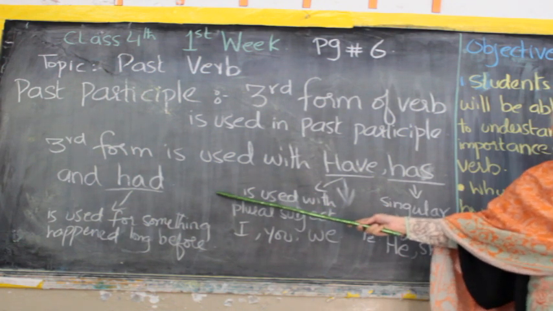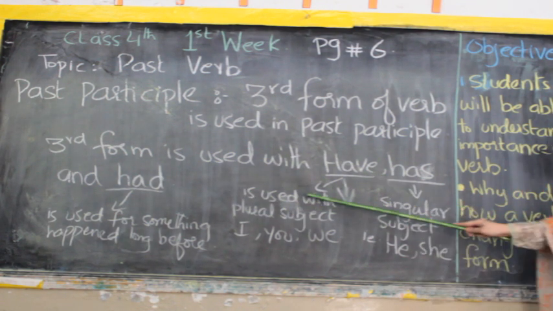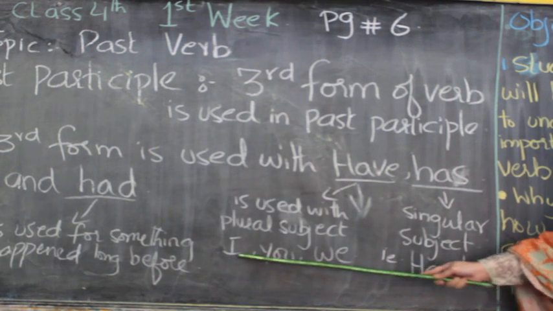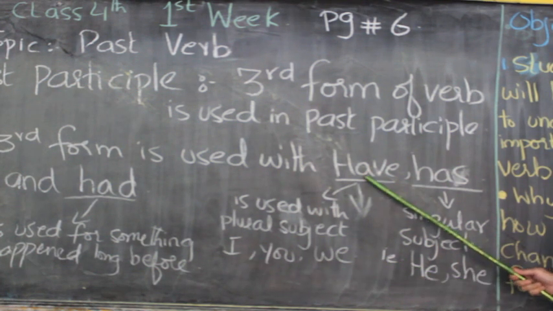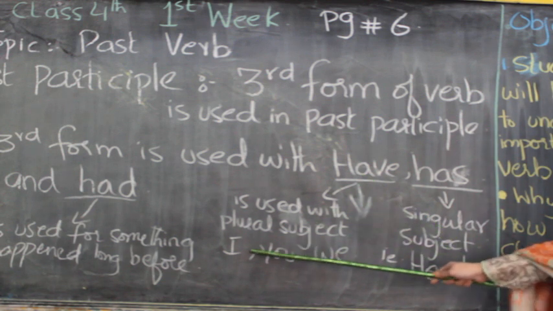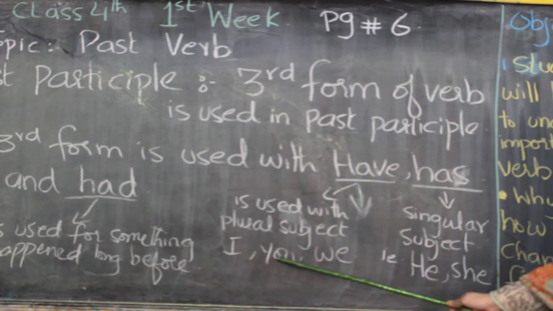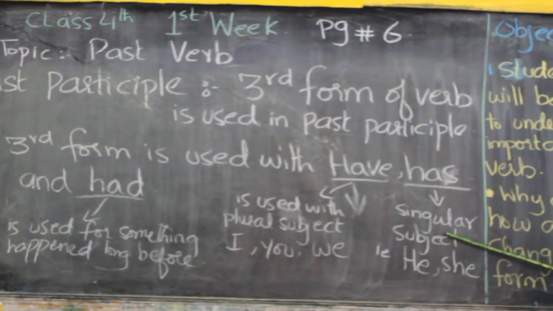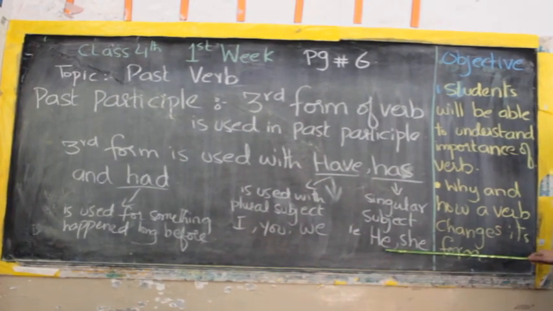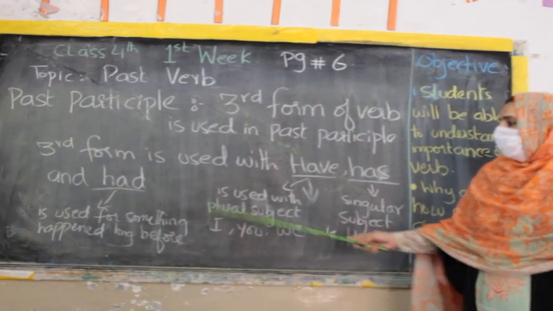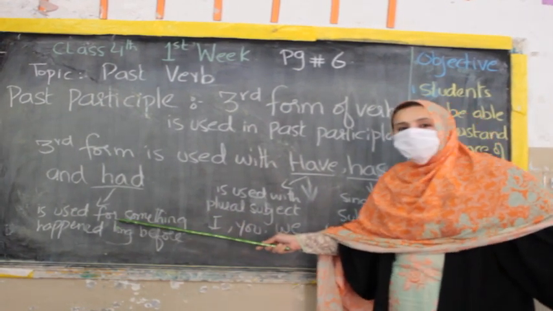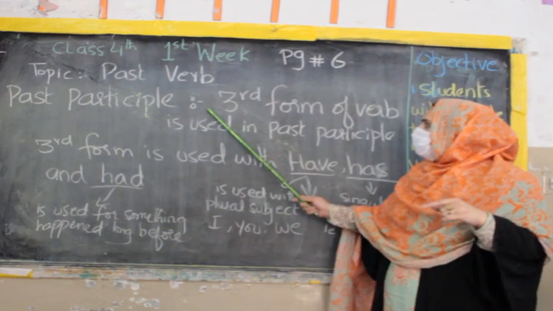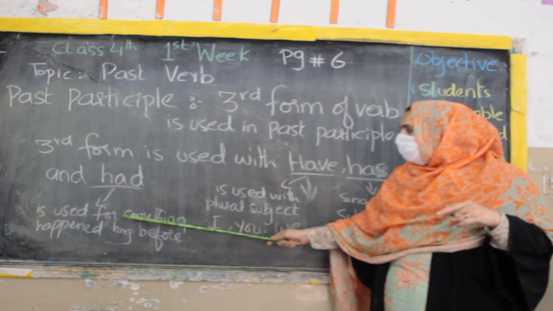There are certain rules which should be applied. We use have with plural subject. If many people are doing an action, like I, you, we, we will use have with it. Remember students, I and you are considered plural in English grammar. We use has if the action is done by one person, he, she, we use has with it. We use had if something had happened long before. So this is the difference, that we use third form of verb in past participle and we use have, has and had.